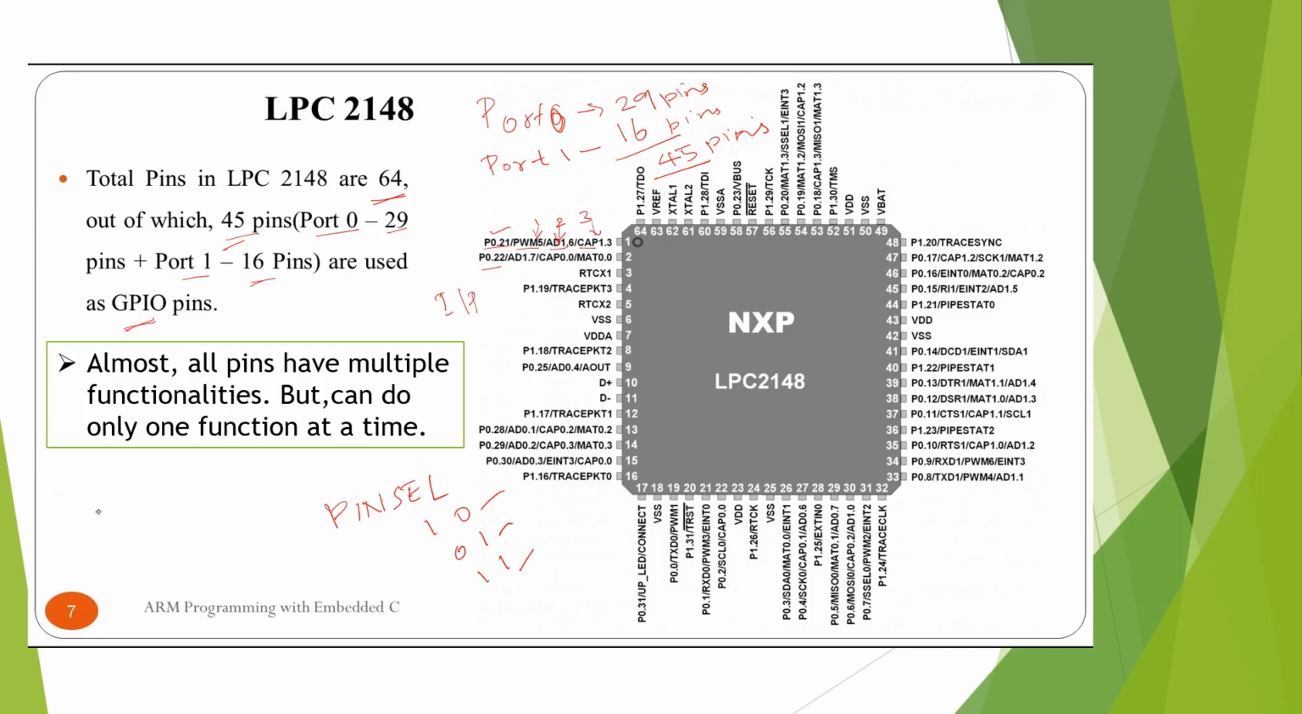That's it. From this slide, we can understand that the LPC2148 has 64 pins. Port 0 contains 29 pins and port 1 contains 16 pins. So totally 45 GPIO pins. And what about the remaining pins? We will see in the next slide.